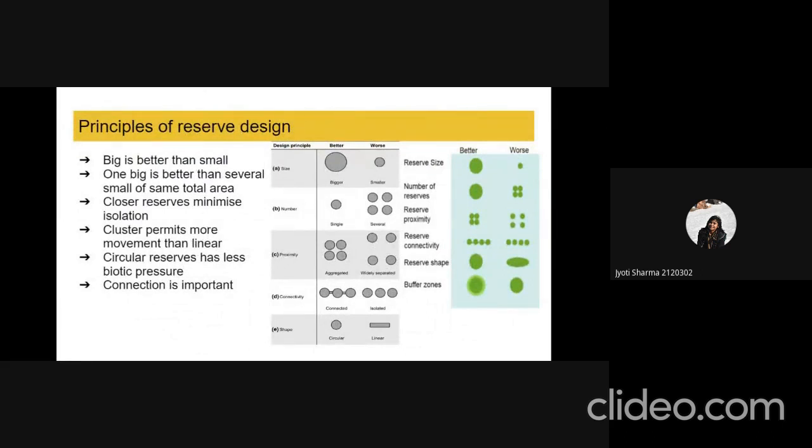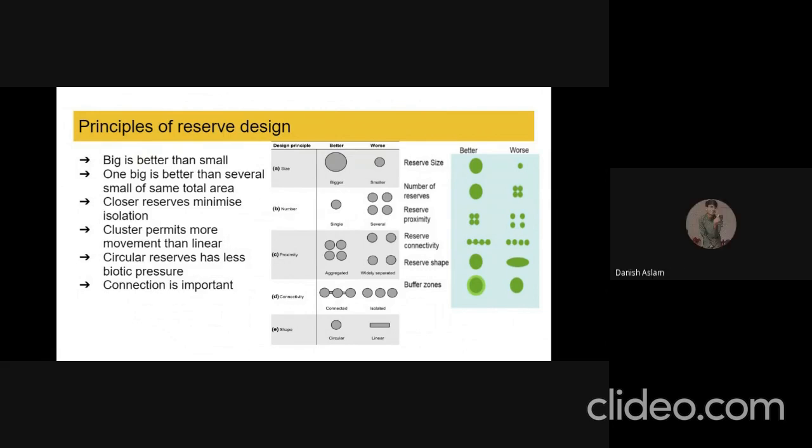Then there are some principles of reserve design. The first principle says that bigger is better than smaller. So what does it mean? Why is bigger better than smaller? Danish, can you guess? Because it will provide more space.